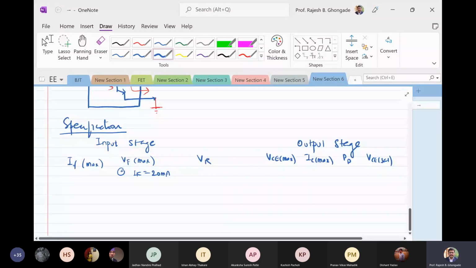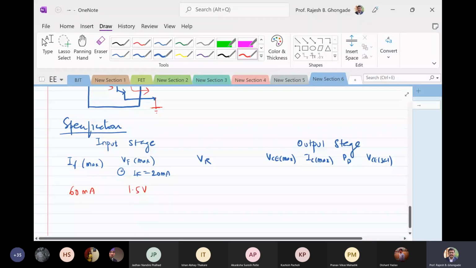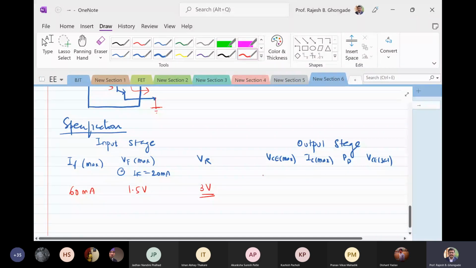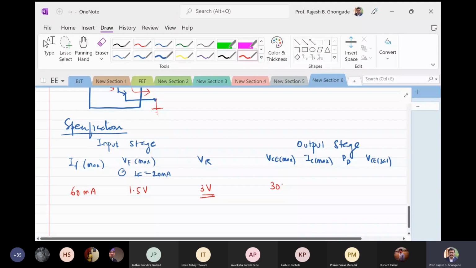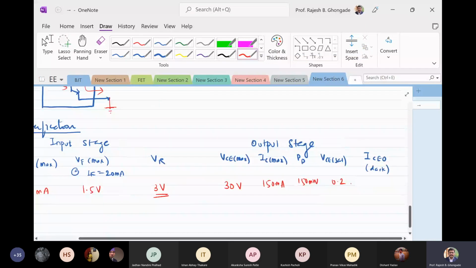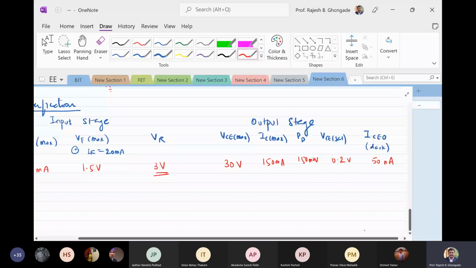So let us see what are the typical values. IF is 60 milliamperes, VF is 1.5 volts, reverse is 3 volts. Please note this, it is very small. VCE is 30 volts. IC is 150 milliamperes, maximum possible current, about 150 milliwatt. VCE SAT is 0.2 volts, and dark current is 50 nanoampere. So these are the specifications of a typical opto-isolator.